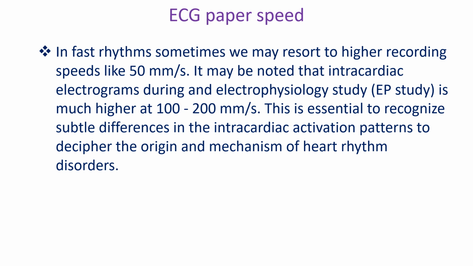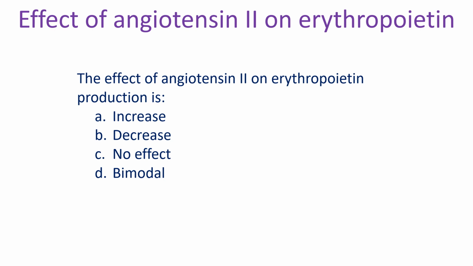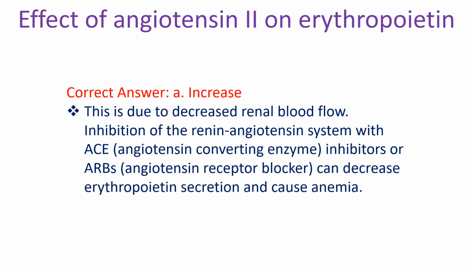It is essential to recognize subtle differences in the intracardiac activation patterns to decipher the origin and mechanism of heart rhythm disorders. The effect of angiotensin II on erythropoietin production is: A. Increase, B. Decrease, C. No effect, D. Bimodal. Correct answer A. Increase. This is due to decreased renal blood flow. Inhibition of the renin-angiotensin system with ACE inhibitors or ARBs can decrease erythropoietin secretion and cause anemia.